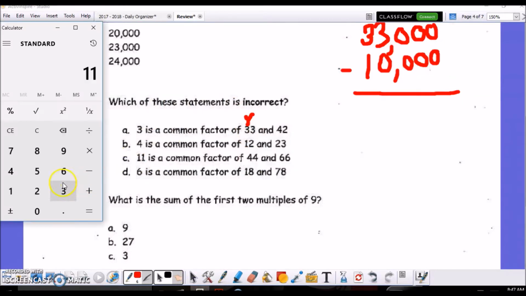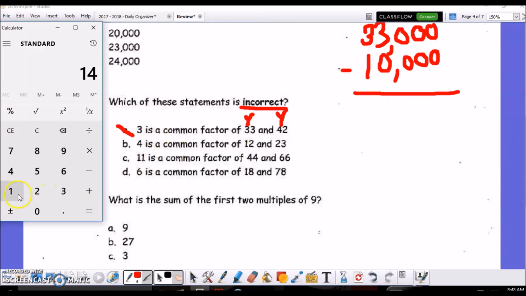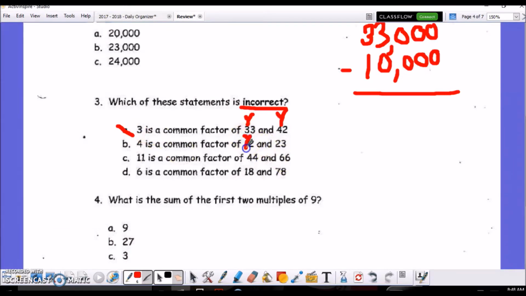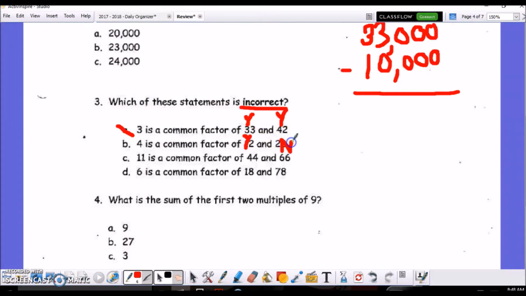But this one wants to know which one isn't correct. So you've got to check every single number. 42 divided by 3 is 14, which means these are double yes. So A cannot be my answer because I'm looking for the one that is incorrect. How would I check to see if 4 is a factor of 12 and 23? Well, you've got to check by dividing 12 first by the 4, and yes, 12 works. What about 23? 23 divided by 4 gets me a decimal, 5 and 75 hundredths, which means 23 is not divisible by 4, or 4 is not a factor of 23. So this one is the incorrect statement.